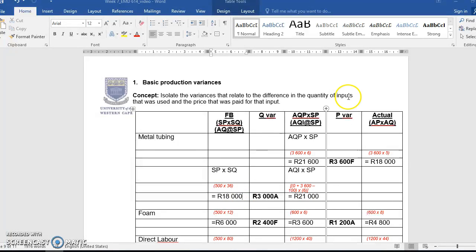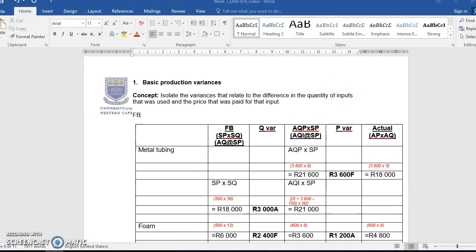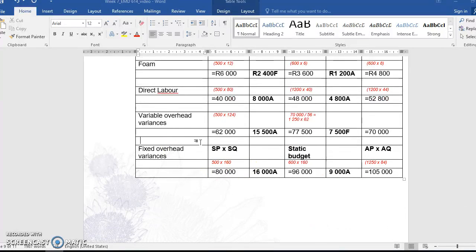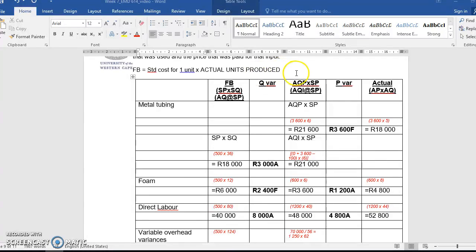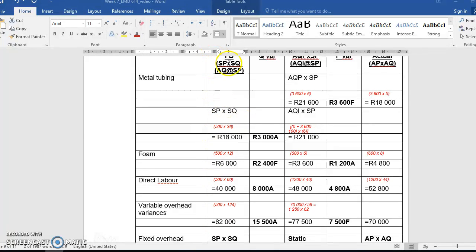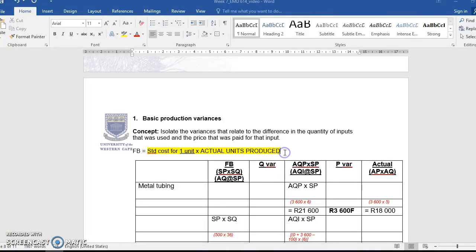Now the formula for the flex budget, I'm going to write it here. It's actually simple. You always take the standard cost for 1 unit, and that gets multiplied with actual units produced. So all of these items, whether it's metal tubing, foam, direct labor, variable overheads, fixed overheads, all of these items for the flex budget will use this principle. And so for this question, the actual chair production is 500 seats. So effectively, everything in this column will be multiplied by 500, because the actual units produced is 500.